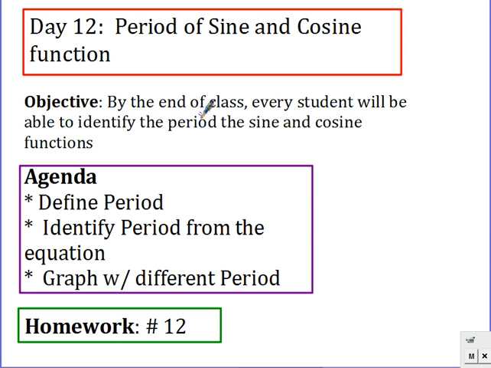Our goal is by the end of class, every student will be able to identify the period of the sine and cosine functions. And not just, oh, the period of sine is 2 pi, but what if we change the period? So really what that is a horizontal dilation. Our first agenda item is to define the period. We're going to identify the period from the equation, so given an equation, and then we're going to graph with different periods. Tonight's homework is number 12.